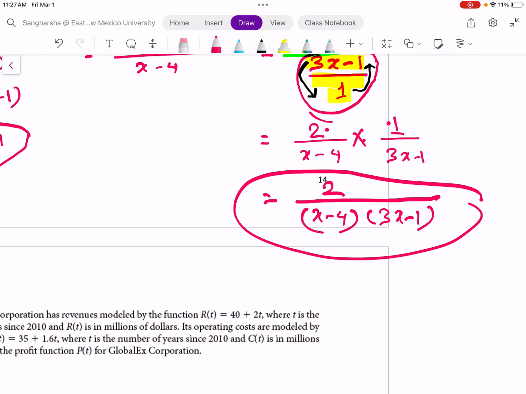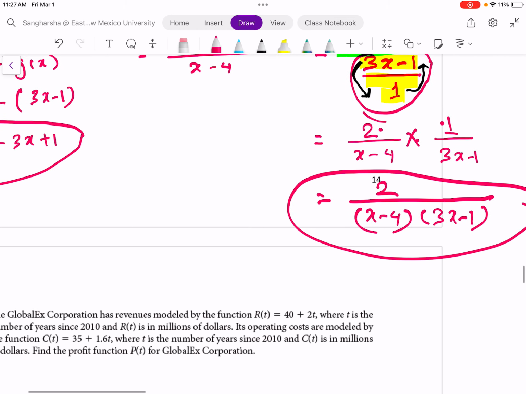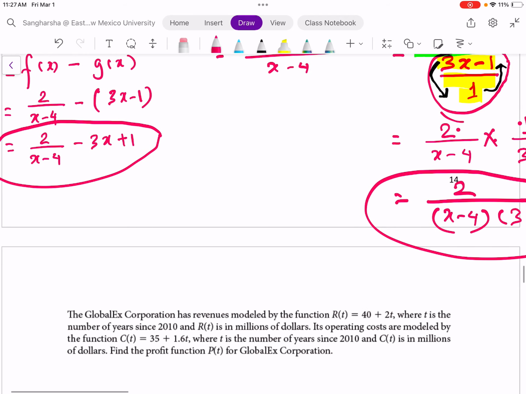If you have a plus, you add. If you have f minus g, then you find the difference. If you have f times g, you find the product. Everything is given, you just substitute. If you are asked to find the quotient, you have the division. Okay, now let's go to our next example.